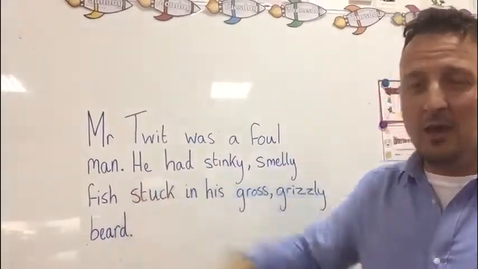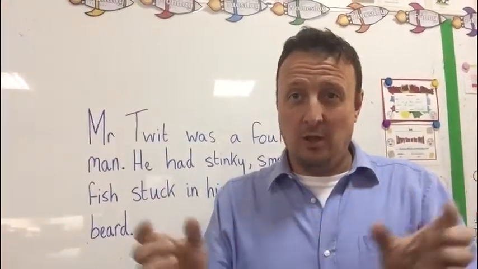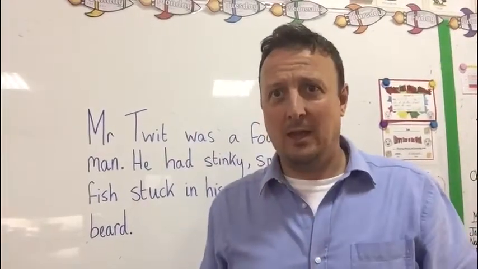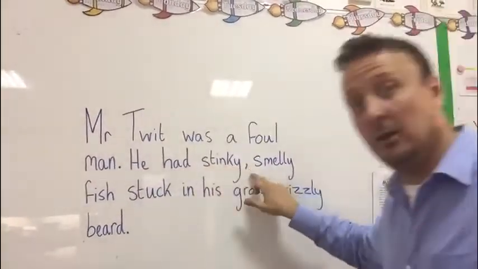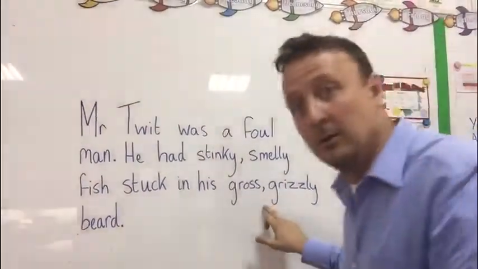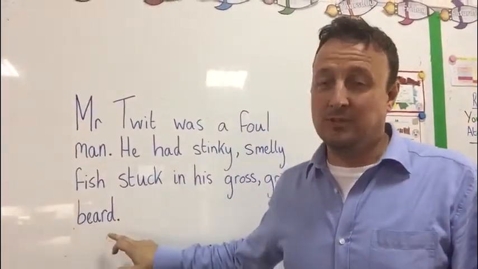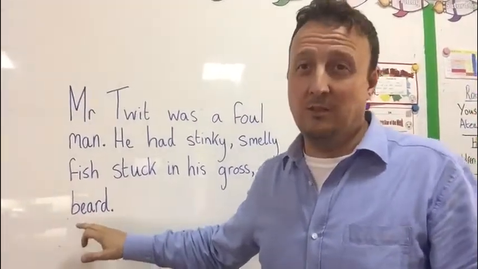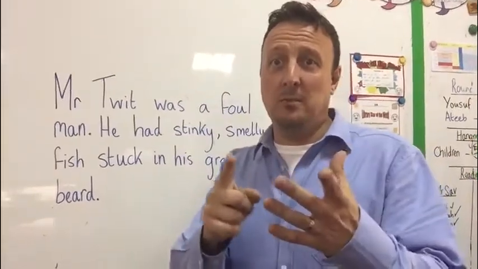In he goes. Then, the next mistake, we had a couple of adjectives next to each other. And we practiced it. We have two adjectives next to each other. We need to put a comma in there. You can see it twice in this sentence. He had a stinky, smelly fish stuck in his gross, grizzly beard. And the last two mistakes: beard was spelt incorrectly. We should be using the phoneme EA. And then there's a full stop at the end. Hope you spotted them all.